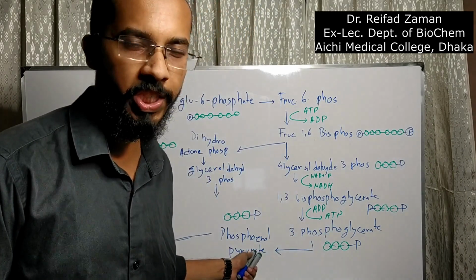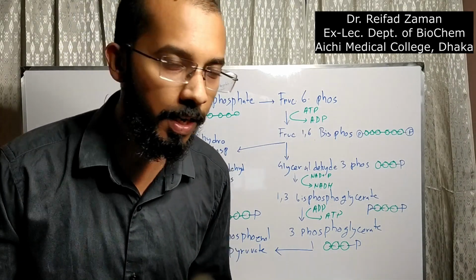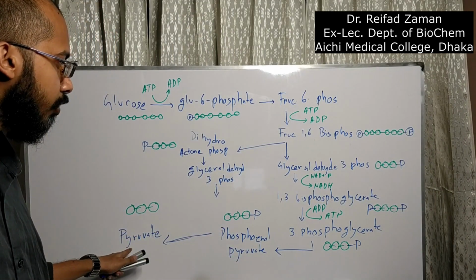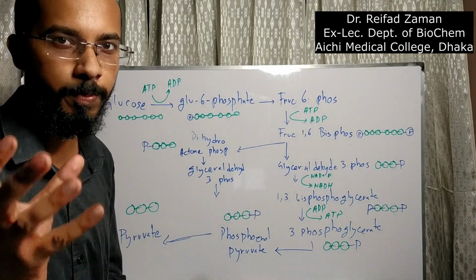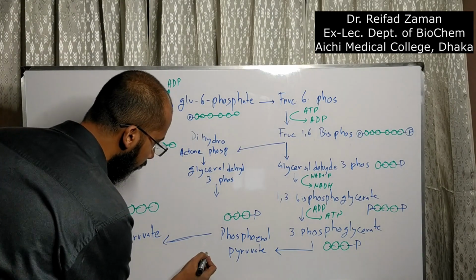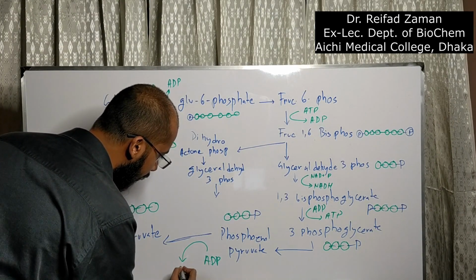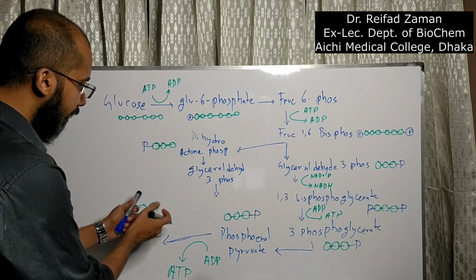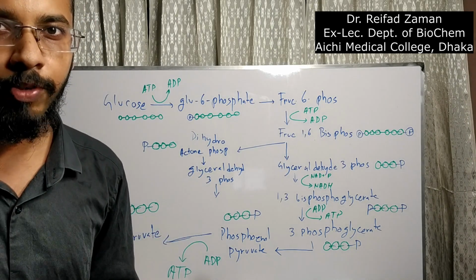Then there is not much change over here. The number of carbons and phosphates remains the same. However, again, as the phosphoenolpyruvate gets converted into pyruvate, another phosphate molecule is lost. So it again forms another molecule of ATP. So another ADP comes in and goes out as an ATP. And the phosphate is lost, and we end up with the pyruvate.